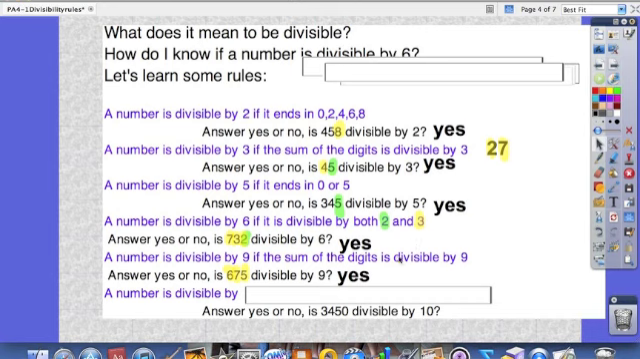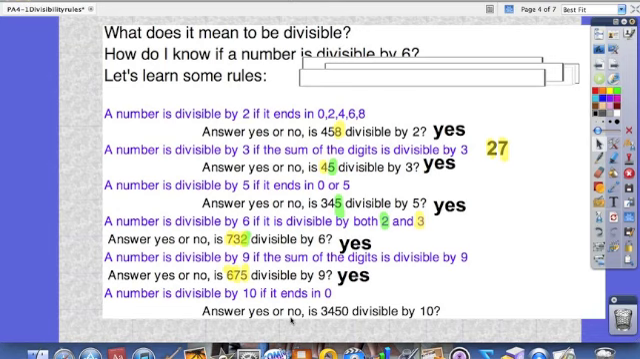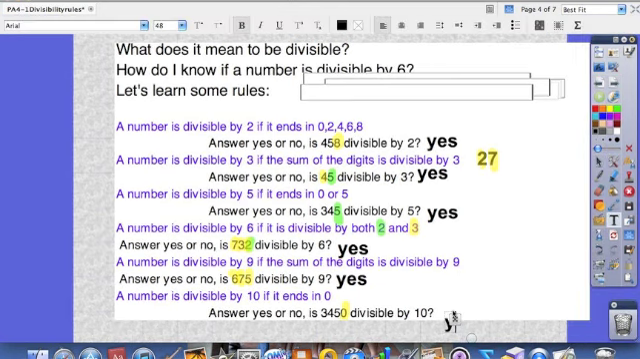The last one's very easy. We can tell if a number is divisible by 10 if it ends in a 0. 3,450 ends in the number 0. So I can say that, yes, 3,450 is in fact divisible by 10.